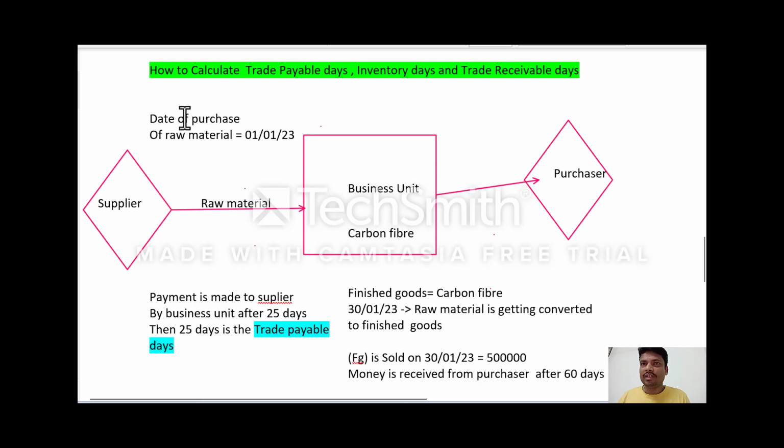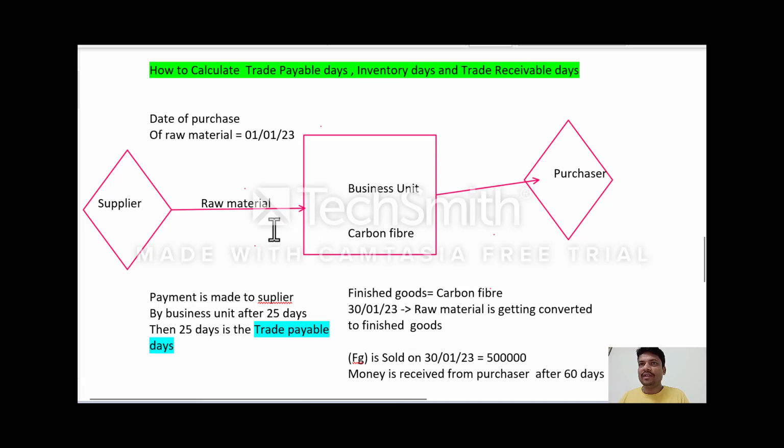Now, let us assume that on 1st January 2023, the business unit purchased the raw material, and it takes 30 days to convert that raw material into finished goods. So finished goods is carbon fiber. On 30 January 2023, the raw material gets converted into finished goods. This conversion time from raw material to finished goods is called inventory days.